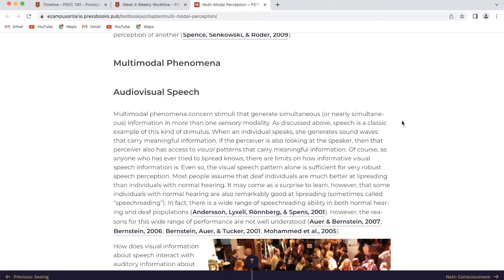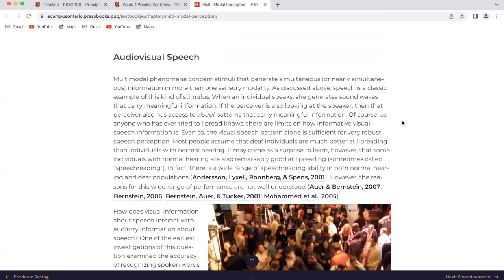When an individual speaks, she generates sound waves that carry meaningful information. If the perceiver is also looking at the speaker, then that perceiver also has access to visual patterns that carry meaningful information. Of course, as anyone who has ever tried to lip read knows, there are limits on how informative visual speech information is.